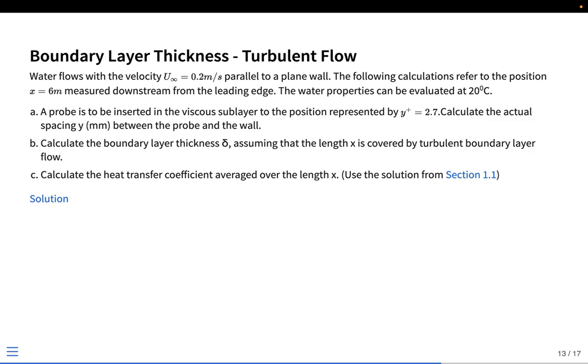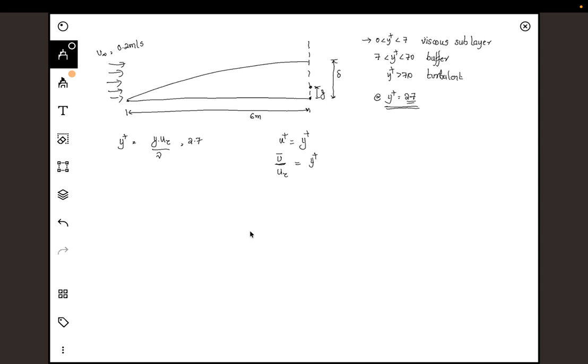So I'm trying to solve this problem where we have a flow of given velocity and the length of the plate is given to us. The question asks you to find, if the y plus value is given as 2.7, what is the physical value of y at which the sensor has to be placed so that I can measure velocity at that particular point.